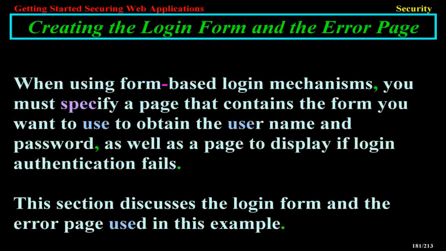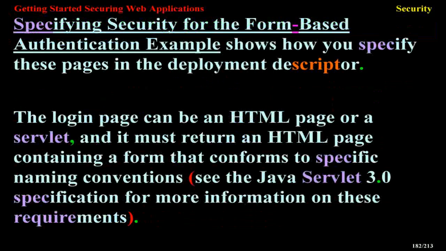When using form-based login mechanisms, you must specify a page that contains the form you want to use to obtain the username and password, as well as a page to display if login authentication fails. This section discusses the login form and the error page used in this example. Specifying Security for the Form-Based Authentication Example shows how you specify these pages in the deployment descriptor.